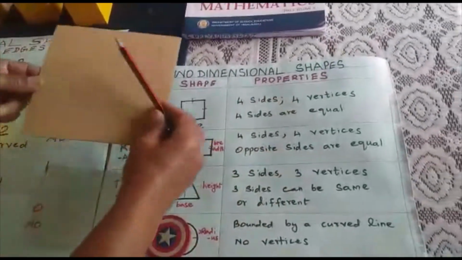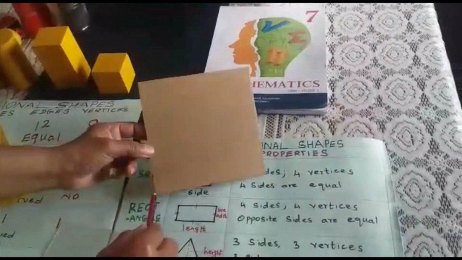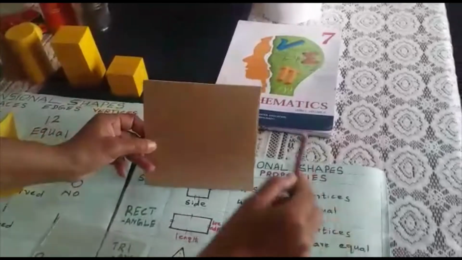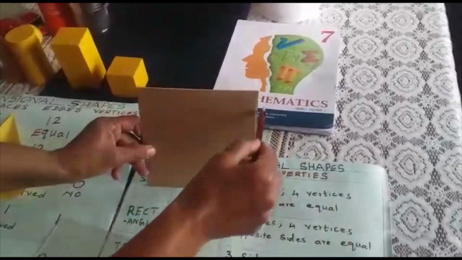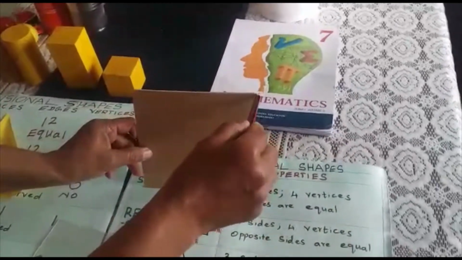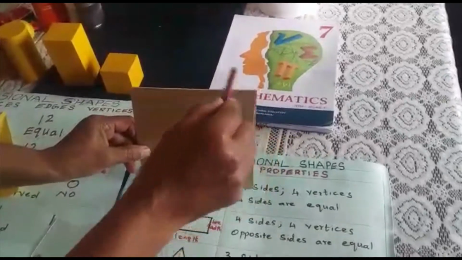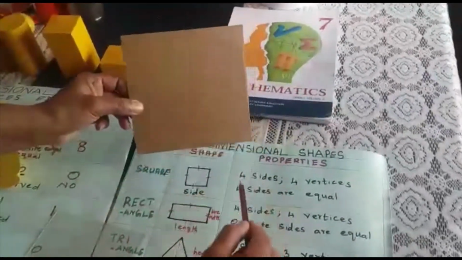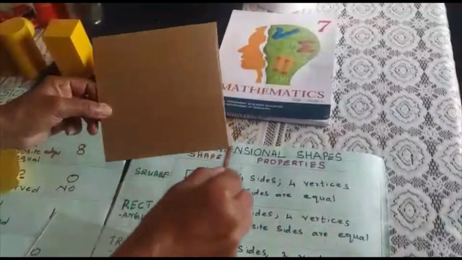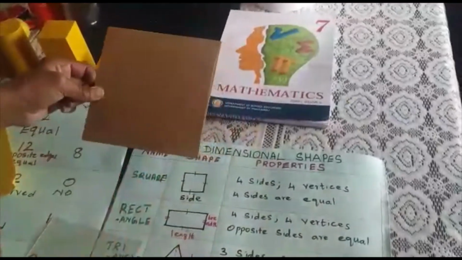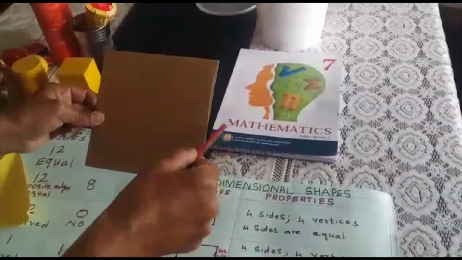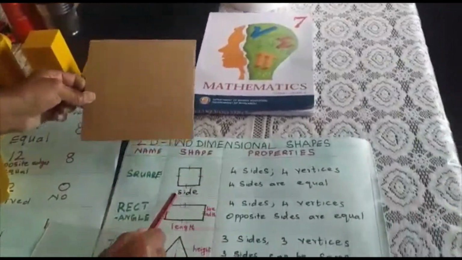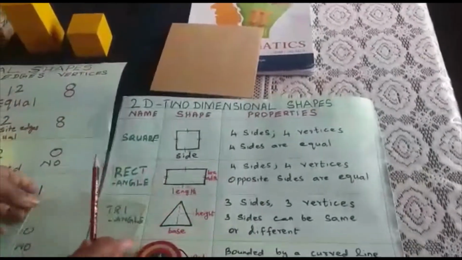In square, it has four sides. See, 1, 2, 3 and 4. It has four sides and four vertices, means the corners where two sides meet. That point is called a vertex. So it has four vertices, 1, 2, 3 and 4. And four sides are equal. All the four sides are equal in a square. So length and breadth are equal. That is why we call it a side. And next we'll see the rectangle.